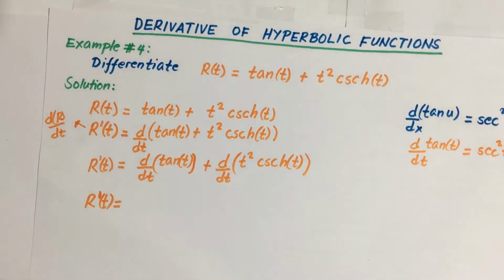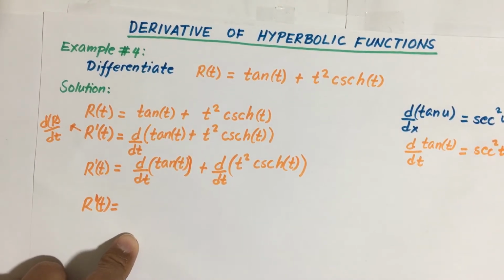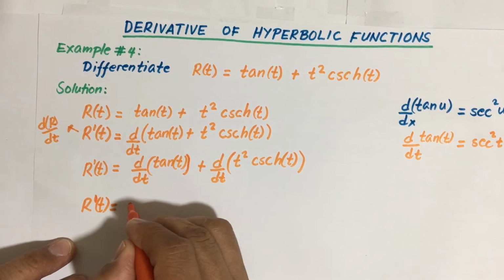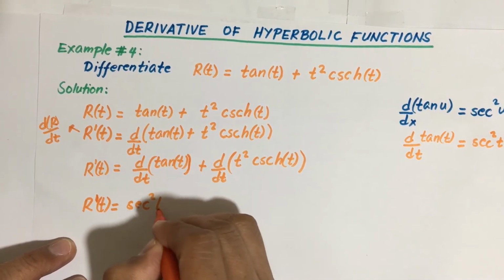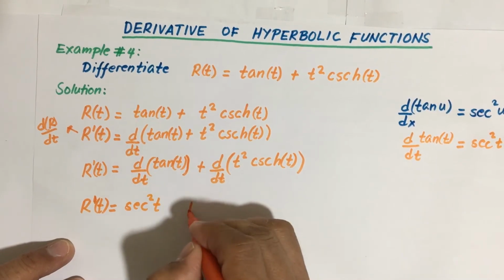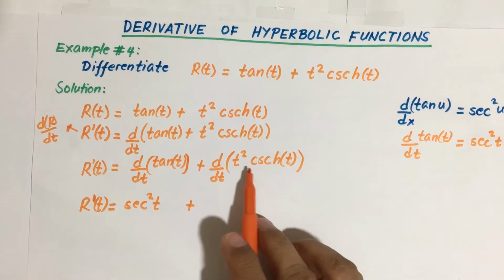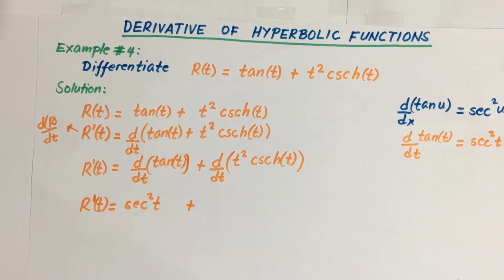Okay, so using that formula for the first part, we have secant squared t. Then plus, if you look at the second term, this is composed of a product. So this time we are going to use the product rule.